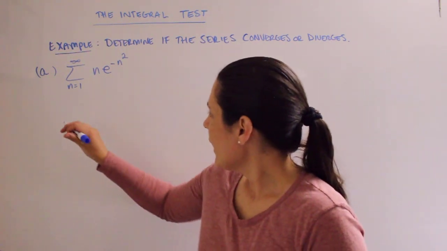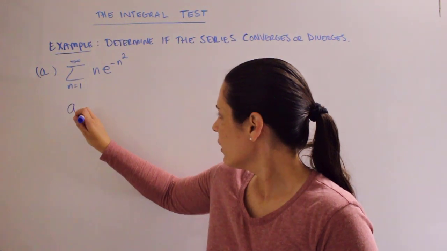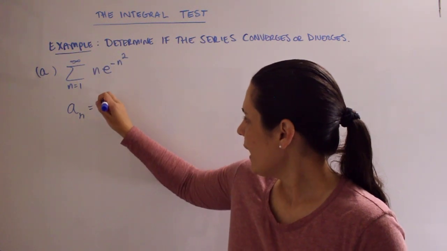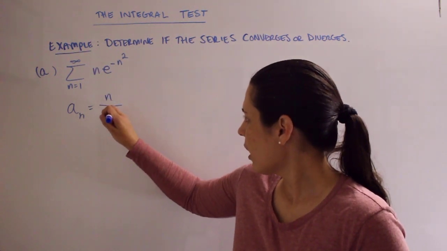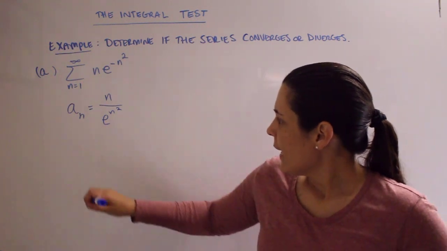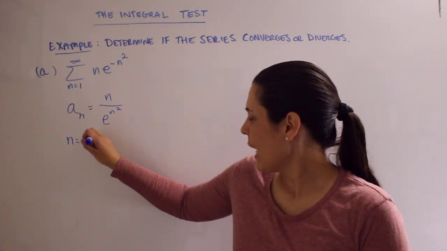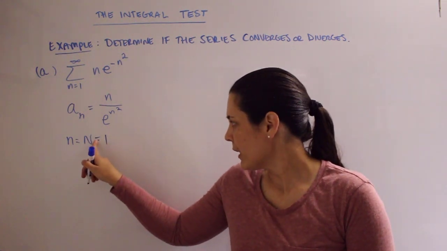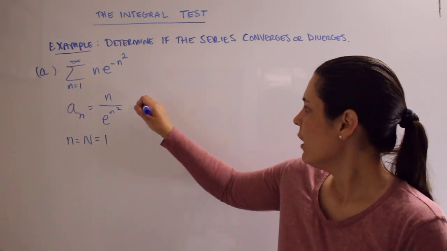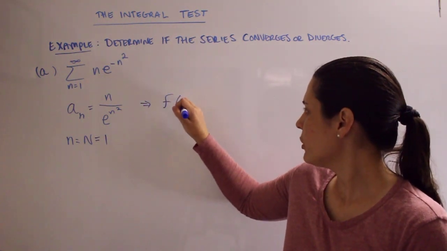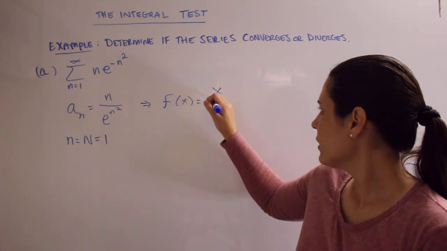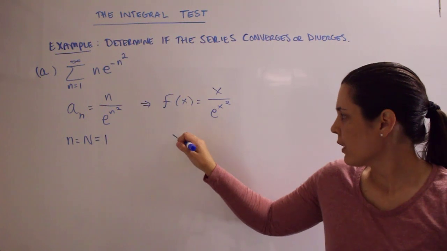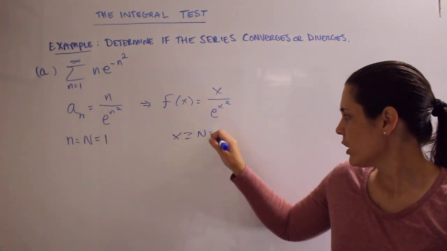All right, let's go ahead and identify the sequence associated with this series. So the sequence would be this here, but let me rewrite it. We do have a negative exponent, so we're going to move that to the denominator and take off the minus sign. And our starting value for n is capital N, which again is 1. It's going to be 1 often, but not always, but I'm just making sure I mention it. Then our function associated with this sequence is x over e to the x squared, where x is greater than or equal to capital N, which is 1 again.